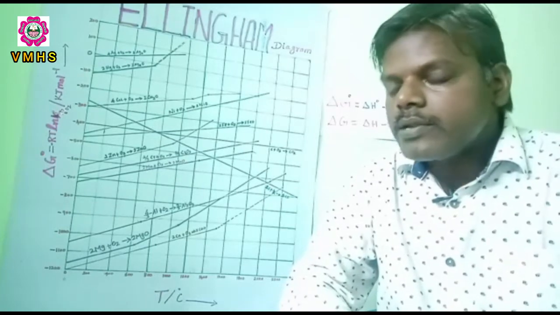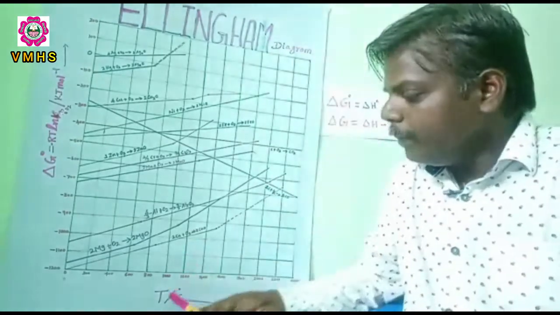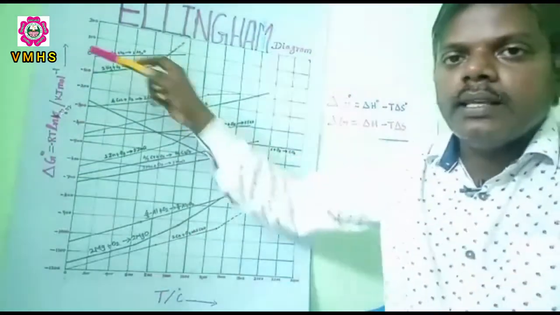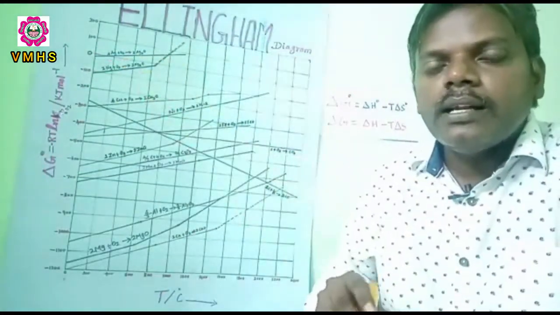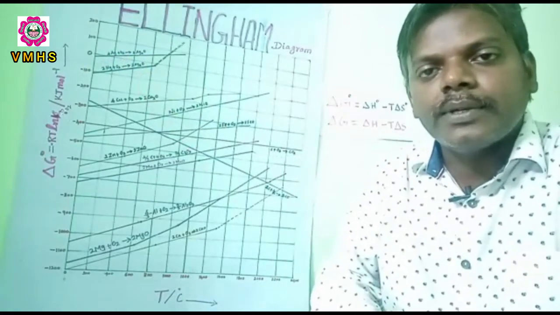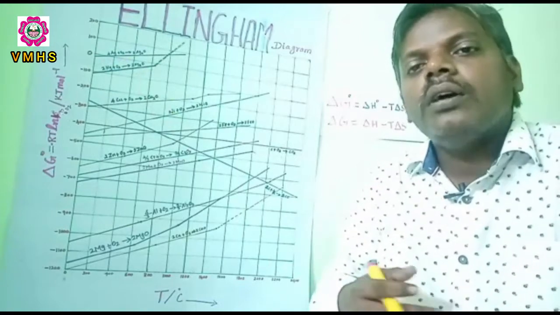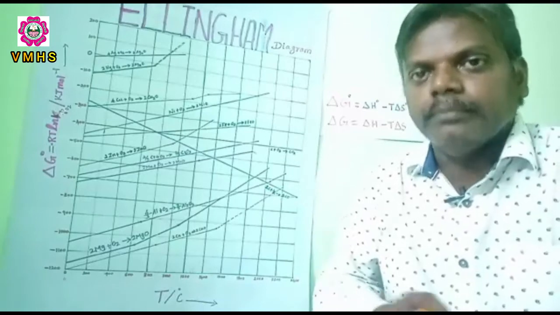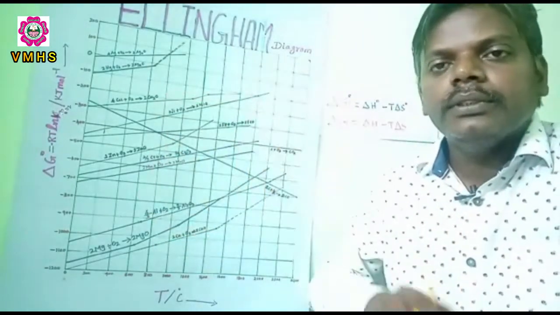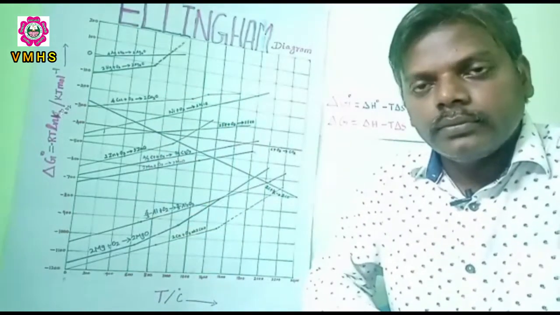For drawing this Ellingham diagram, Harold Ellingham took temperature on the x-axis and delta G0 on the y-axis, and he obtained straight lines with delta S as slope and delta H as y-intercept. Our aim is now to learn what the observations in this diagram are. So if you go through this diagram, there are many things that can be observed.